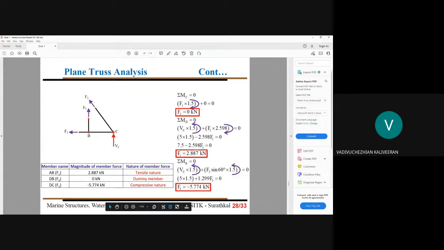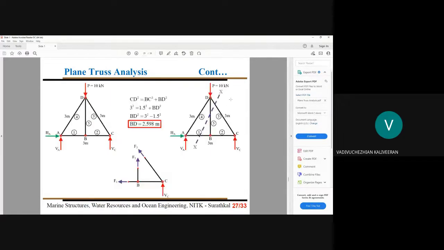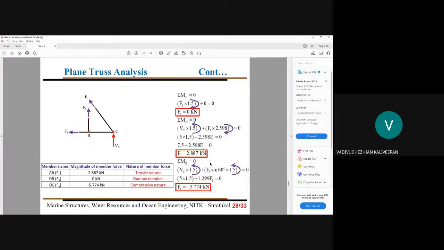Now we should also note F1. Then in the method of section, we are using the XX plane, capital XX plane. In that plane, it splits this entire truss into two halves. The first portion has joint D and joint A. The second portion has joint B and joint C. We are considering the right hand side portion and solving these two equations.